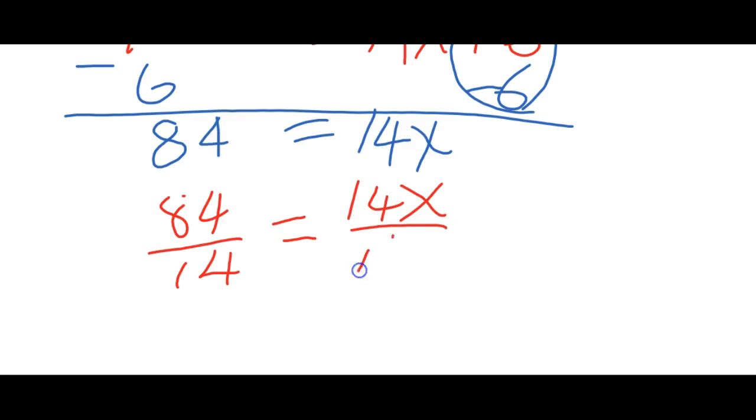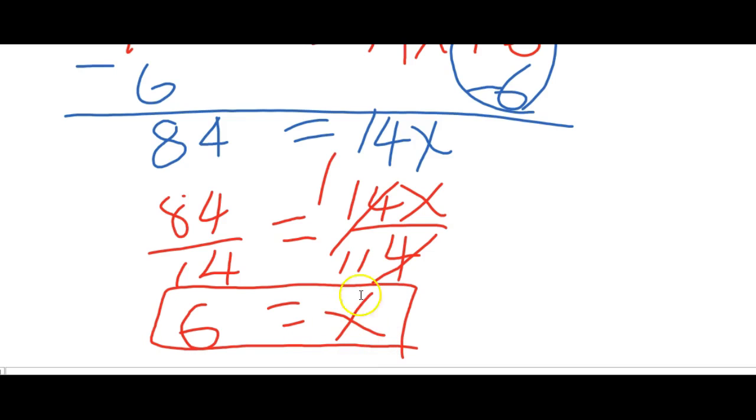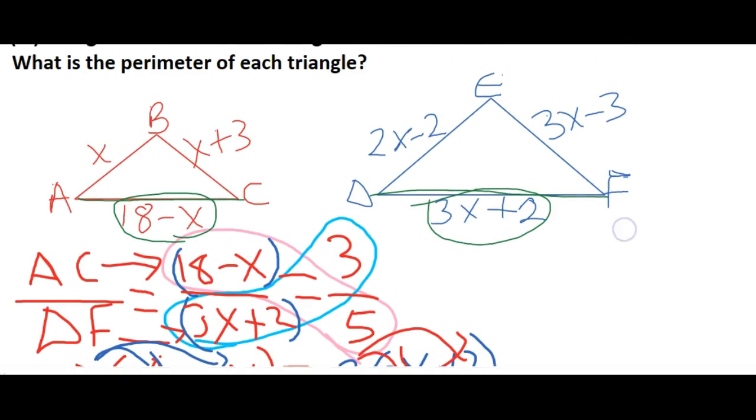If you like, you can do that. But we know these cross out and become 1, so you have 1x. So 84 divided by 14 is 6. So x is equal to 6. Once we find x, that solves the puzzle. We can now replace x in each of the sides to find what each side is. So we're going to go back here.